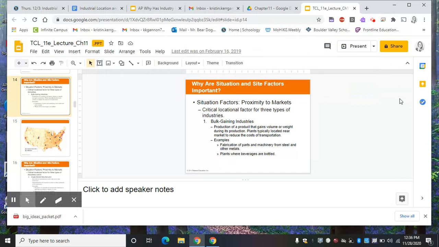All right, so again, the definition of break of bulk is the location between sources of raw materials and markets. It's where you are trying to figure out where you are going to be moving your material from rails to trucks, from ships to trucks, from ports to the transportation pipeline. I went to the Chapter 11 PowerPoint for this last part to show the difference between bulk gaining and bulk reducing industries. So bulk gaining, the production of the product is going to gain in weight.